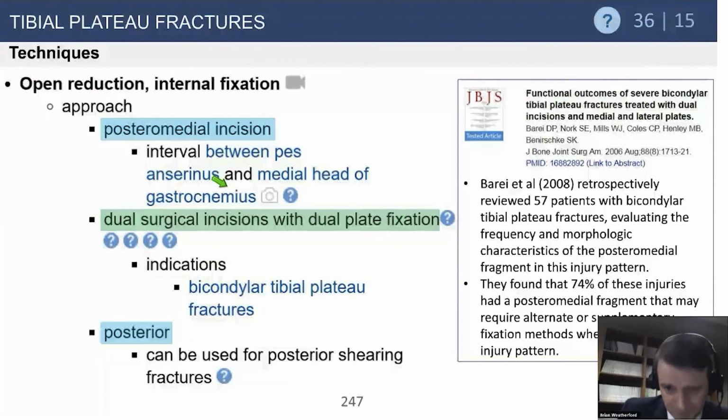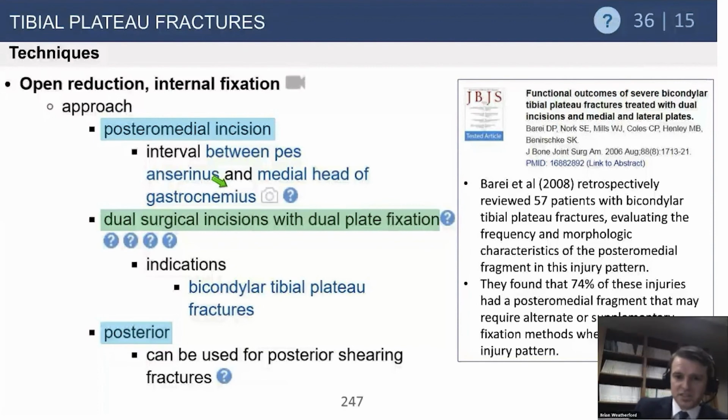So here we go. The posterior medial incision is typically between the pes anserinus and the medial head of the gastroc, there's your green box, okay? Dual surgical incisions with dual plate fixation. So what you're looking for, bicondylar injury patterns with any displacement of that medial tibial plateau, you want to certainly scrutinize for posterior medial articular involvement, and you want to plan on dual plate fixation with two incisions, typically anterolateral and posterior medial, or sometimes anterolateral and direct medial.